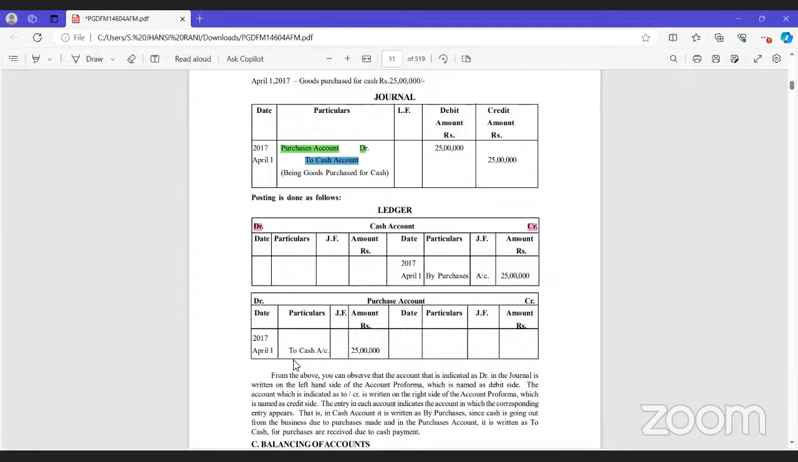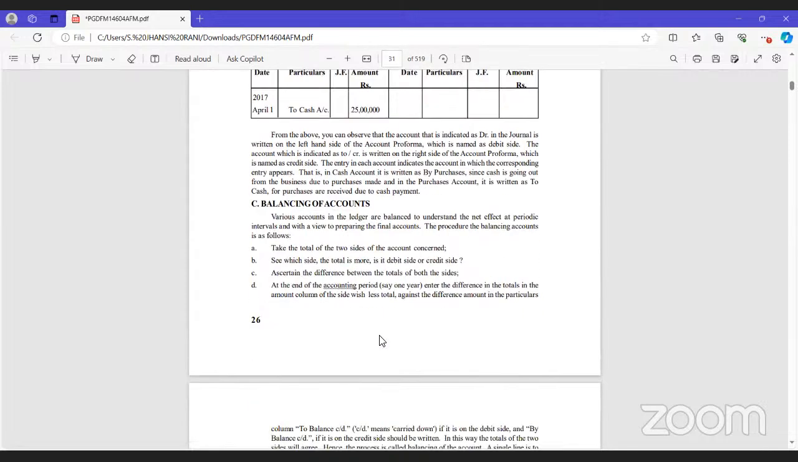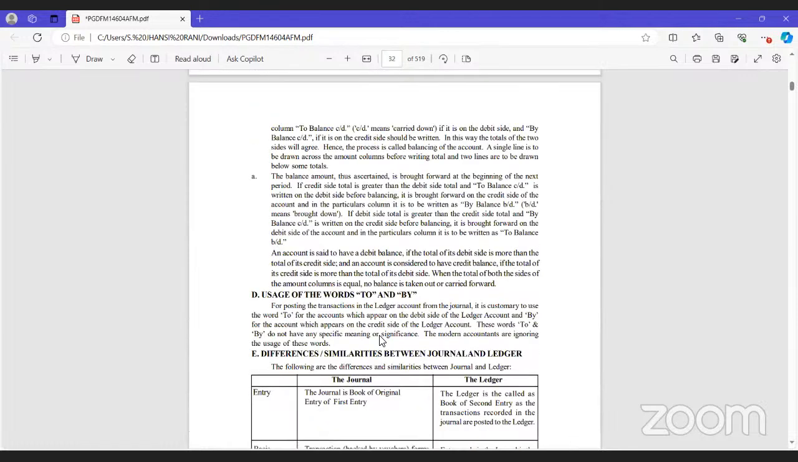So we'll write cash. Whenever you are posting any journal entry to a ledger account, when we are preparing that particular account, we do not write the same name of that item or same account. We take the opposite side of that one. So I think you are able to understand the journal to ledger. Next, we move to the balancing of accounts.